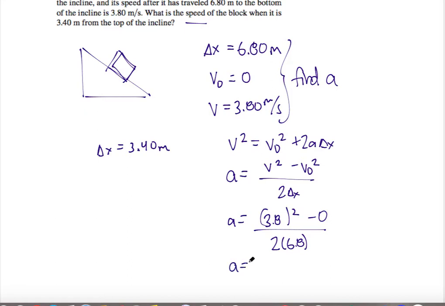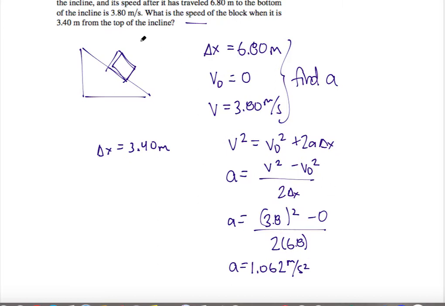So my acceleration for this cart will be a nice, or not nice rather, 1.062 meters per second squared. I'm not rounding this one much because I want to use it as long a number as possible until the very end.